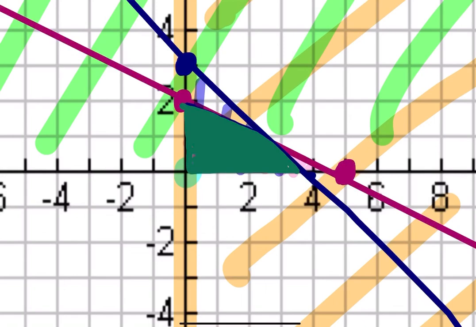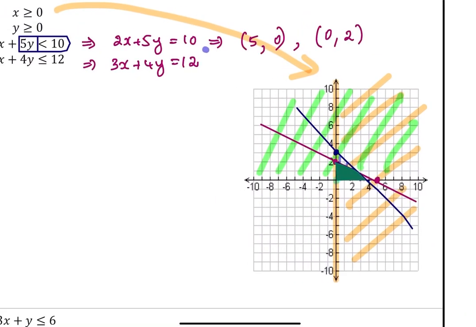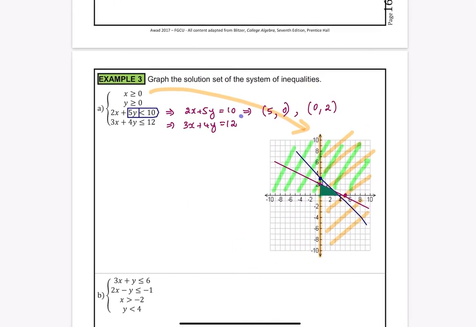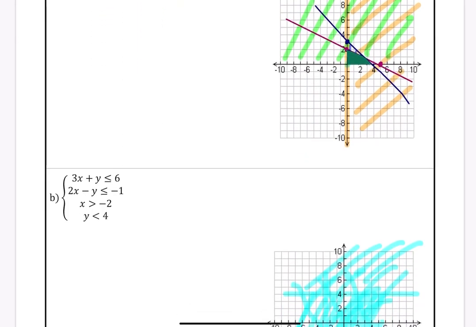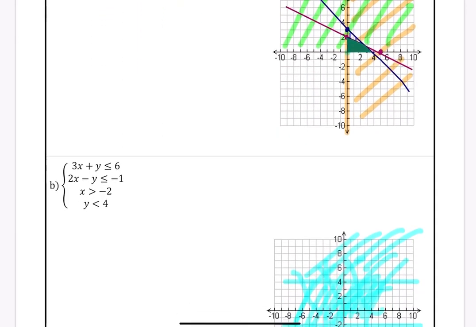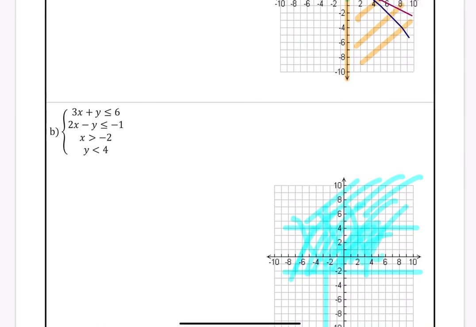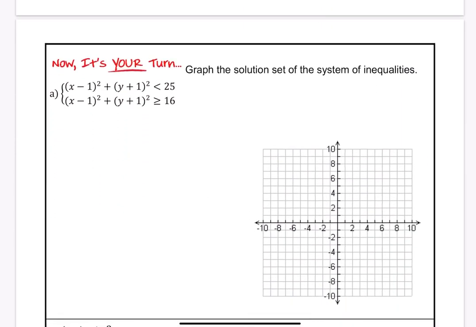You see that it is above the x-axis, to the right of the y-axis, and below these two lines, right? And that's how we find the solution to this system of inequalities. That's the same way. I'll let you do these problems on your own. B is also a very similar way to do that one. And here's your it's-your-turn problem.